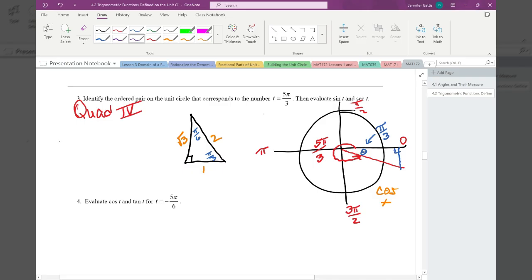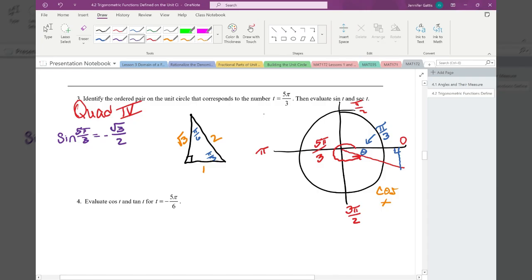So that means that the sine of 5 pi over 3, okay? Well, what's the sine of pi over 3? So the sine of pi over 3 is going to be root 3 over 2, but we're in fourth quadrant, so this has to be negative.